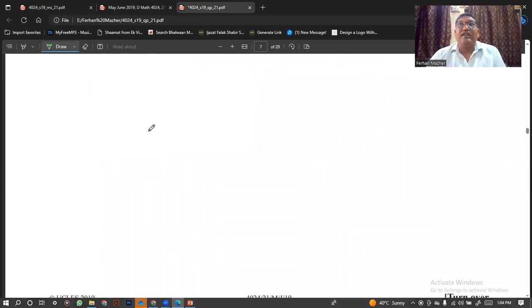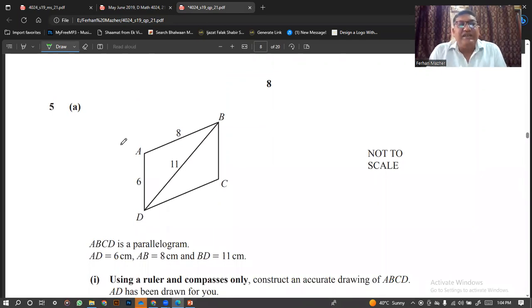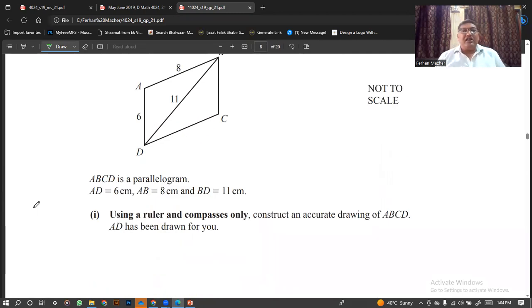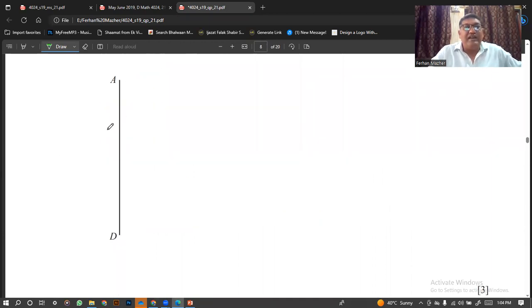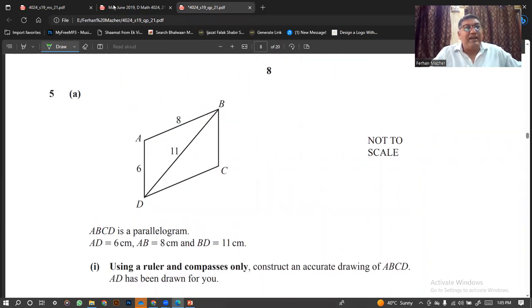Okay, so we are going to the next part, and the next part is question number 5. It's A part. It says ABCD is a parallelogram. Here, the AD is 6 centimeter, the AB is 8 centimeter, and the BD is 11 centimeter. Using a ruler and compass only, construct an accurate drawing of the ABCD. AD has been drawn for you. Okay, so here we have the AD already drawn.